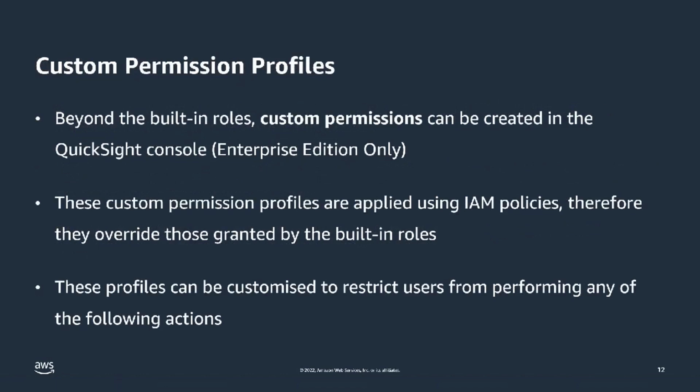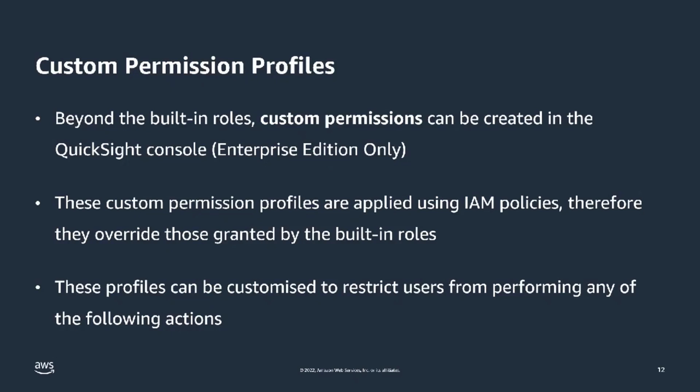So moving beyond just those built-in roles, there's also the concept in QuickSight of custom permission profiles. These can be created in the QuickSight console, if you're using the Enterprise Edition, that is. These are applied ultimately using IAM policies, so the AWS IAM service underneath, and therefore they will override any permissions that have been granted by the built-in roles.